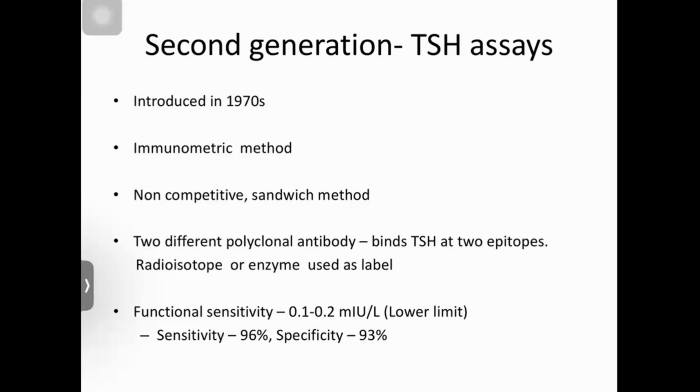So you have an antibody at the base, which already has an antigen binding site. So you pour the antigen, that is the TSH, and then you add an antibody which is now labeled with the radioisotope or enzyme. Then you measure the level of TSH using the autoanalyzer. So now we were able to have a much higher sensitivity, in the sense that the lowest limit of TSH we could measure was now 0.1 to 0.2 milli international units per liter. So the sensitivity now increases up to 96%. The specificity is still 93% because we still have interference from other glycoproteins.